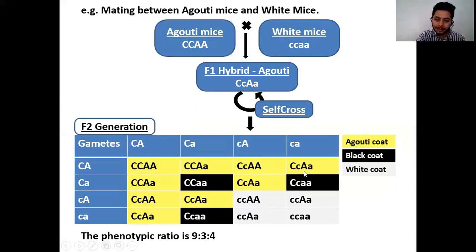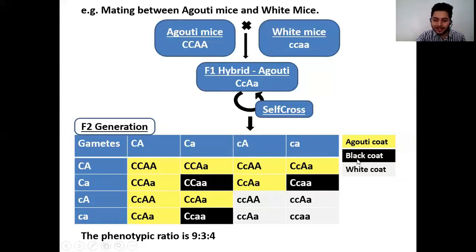If you see in these yellow colored boxes, the capital C is present in either homozygous condition or in the heterozygous condition, like this. In either of the cases, the epistatic locus will not express. Instead, the hypostatic locus will be expressed. Now the hypostatic locus is going to show capital A in homozygous dominant condition or in heterozygous condition. Therefore, capital A is by default going to get expressed, and the trait that you'll observe is going to be an agouti coat color.